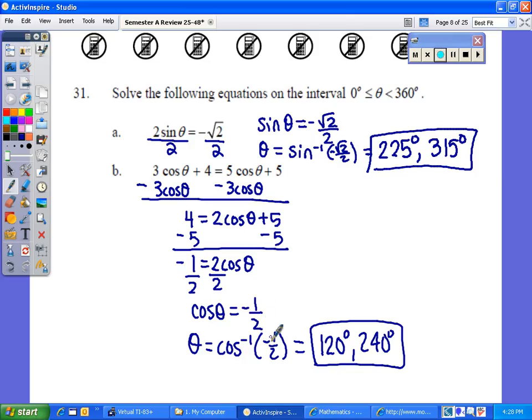And you'll notice that I'm doing the arc cosine, which is pretty much just saying what degree measurement for theta will give me negative 1/2 for cosine. So cosine is negative in the second and the third quadrant. So that's why 120 and 240 are the answers.